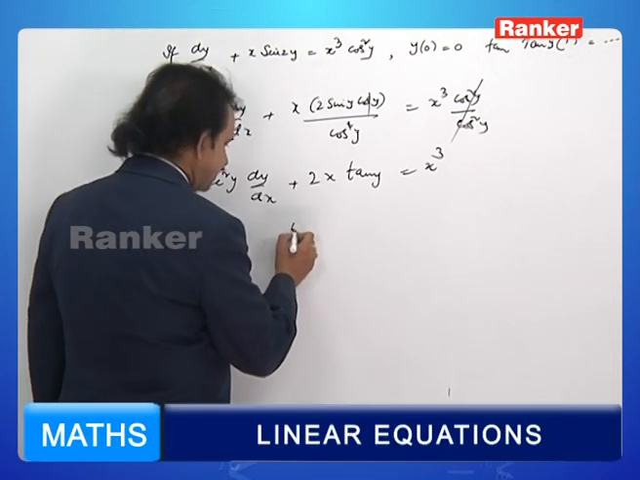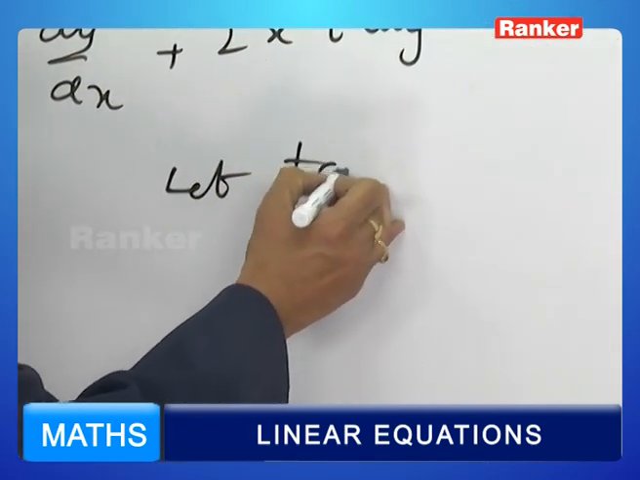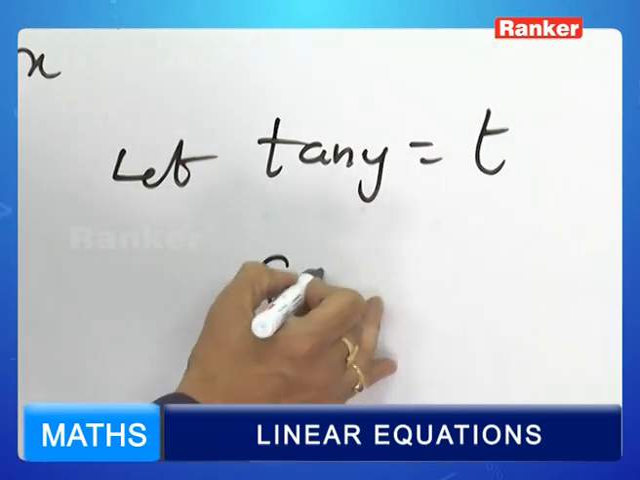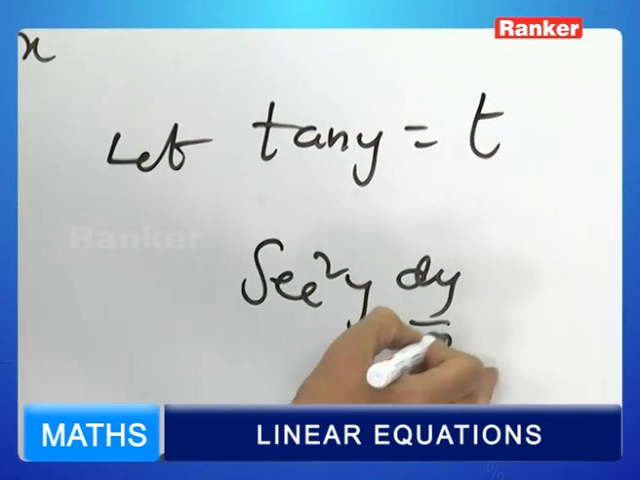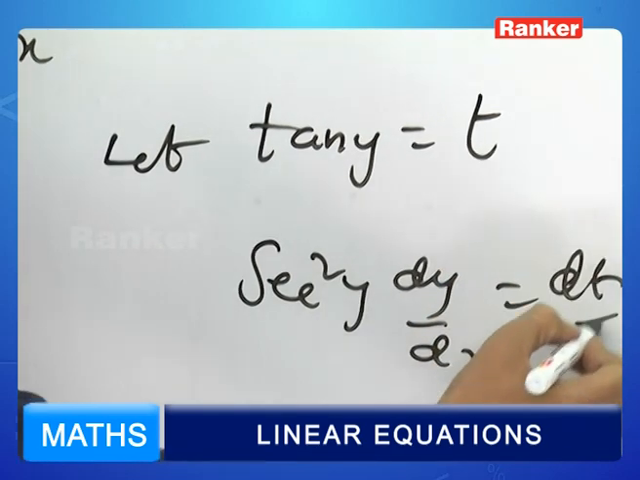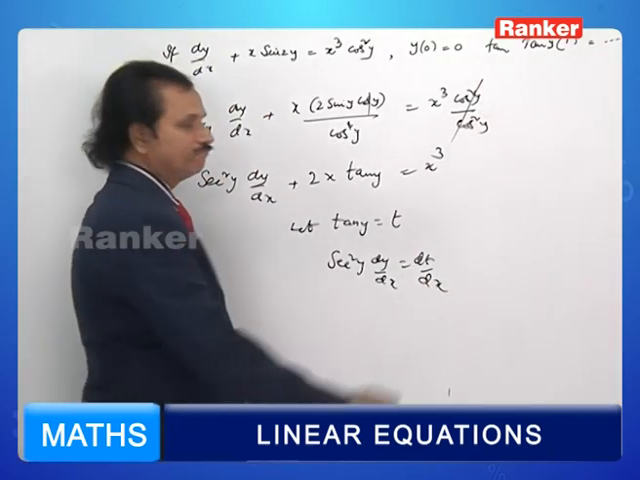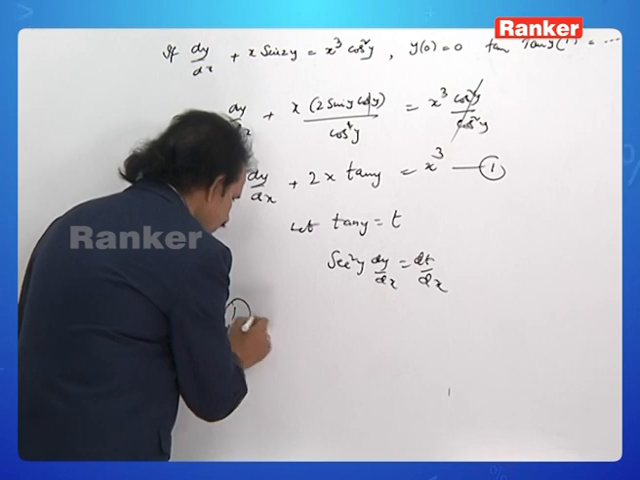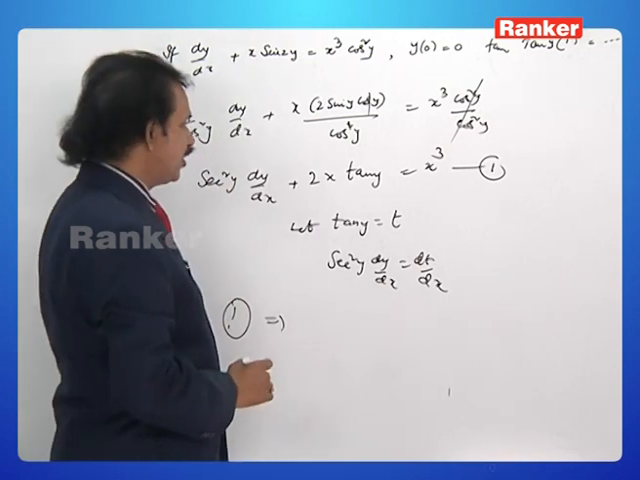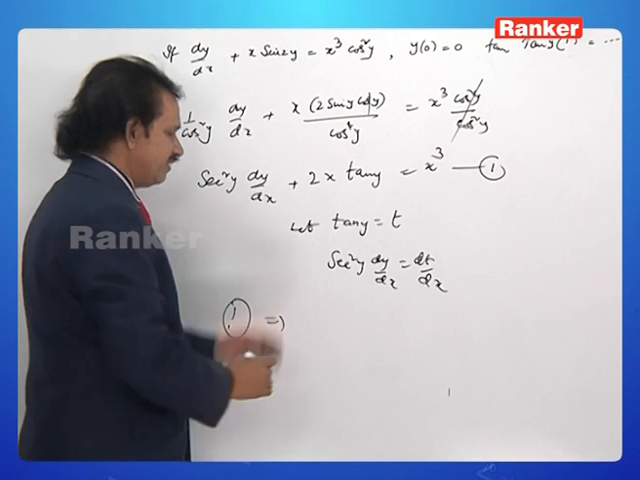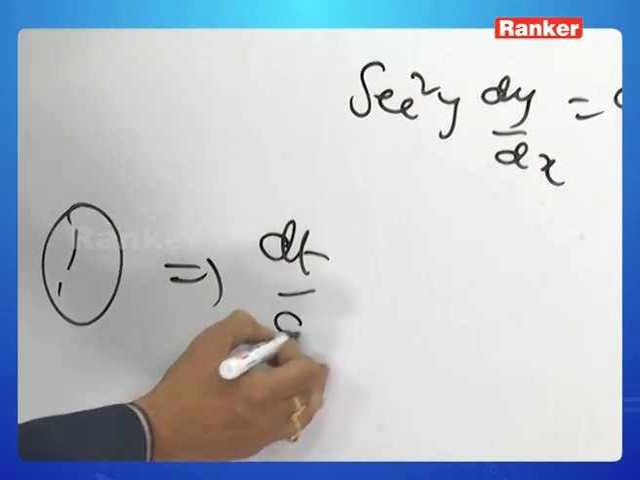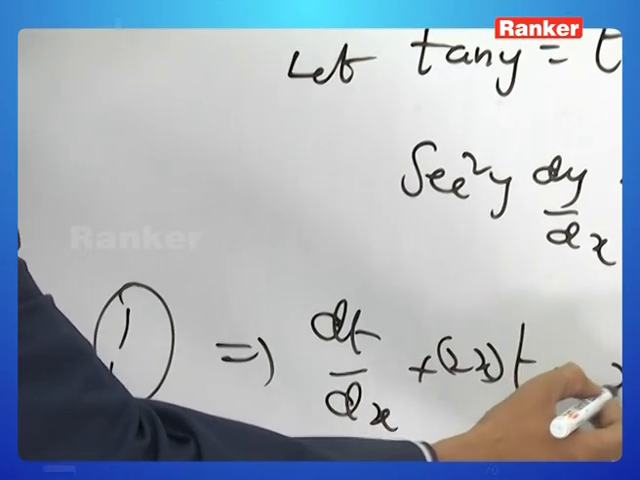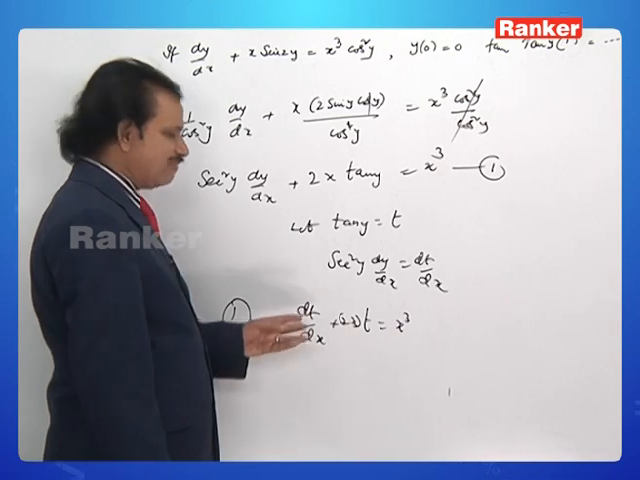Now, let tan y is equal to t. Secant square y into dy by dx is therefore equal to dt by dx. Call this equation 1. Equation 1 becomes, come on, what will be the new shape of this one? Secant square y dy by dx is nothing but dt by dx plus 2x into t is equal to x cube. A miracle has happened.